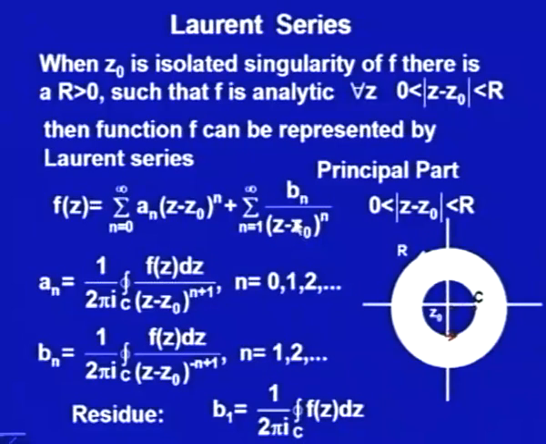Why? This principal part is going to classify my isolated singularities, because my function f has an isolated singularity at z naught. The kind of singularity is what we would identify using this principal part. Let us see how we are going to use it.